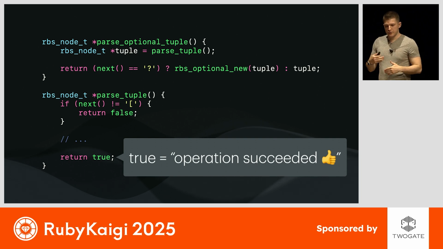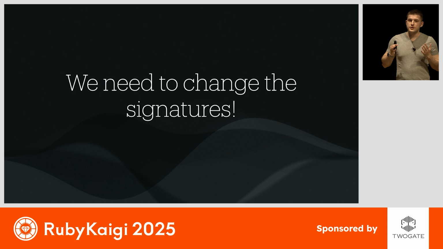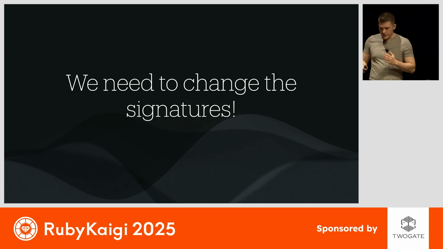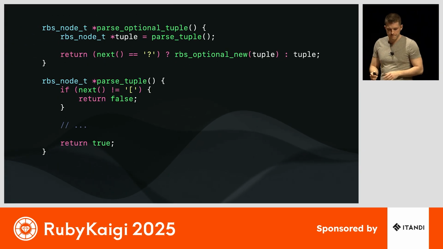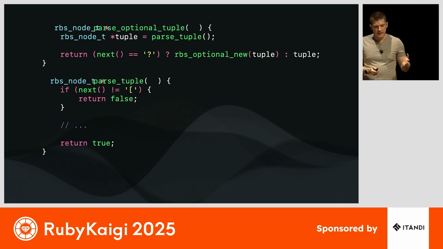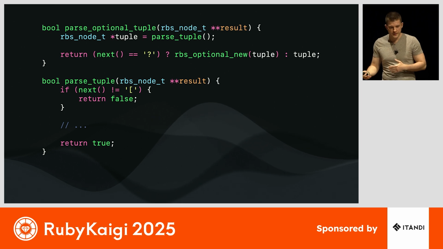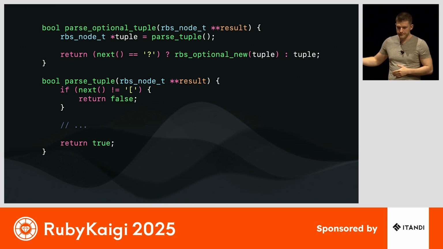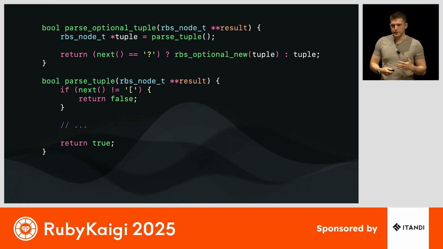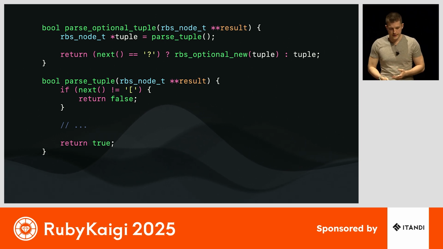But to do this, to be able to return booleans where previously we would be returning these RBS nodes, we're going to have to change the signatures. It's going to be a little inconvenient, but we can go through it. So we'll take the RBS node pointer return types, and we're going to actually move them into the parameter list as out parameters. And the actual return types are going to be bool. What this means is that these functions are going to return a value not by actually returning it, but by storing it into a location of your choosing.